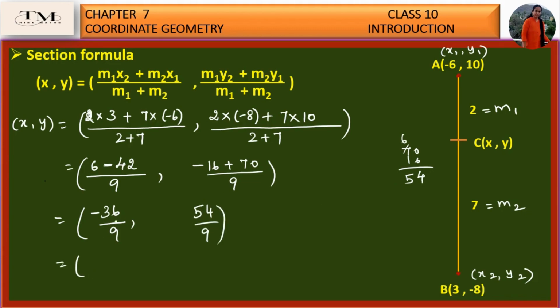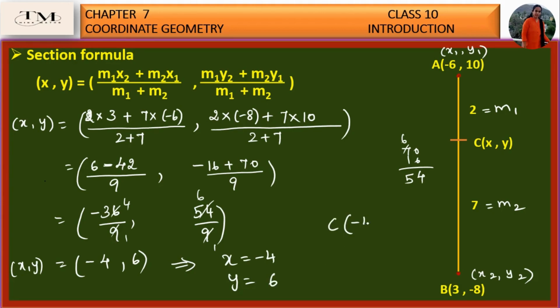So it will be minus 36 by 9. So put a negative sign. 1 9s are 9, 4 9s are 36. So it is minus 4. 1 9s are 9, 6 9s are 54. So minus 4 comma 6. So x comma y is equal to minus 4 comma 6. This implies x is equal to minus 4, y is equal to 6. So the point C is at minus 4 comma 6. So this is the point C which divides AB in the ratio 2 is to 7.